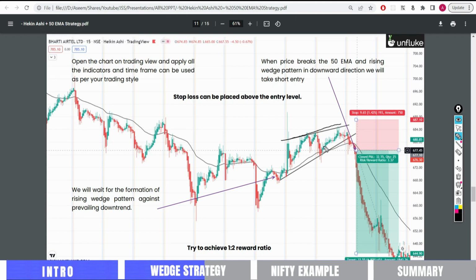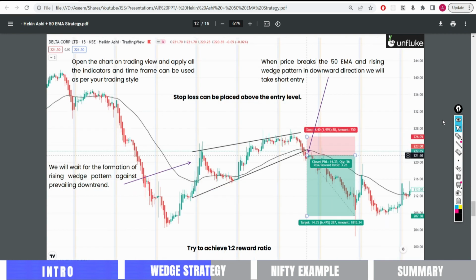So again, we can see the wedge, a very clear wedge happening and a breakout happening somewhere here. And I'm getting a double confirmation because of the wedge as well as the moving average breakout. I'll take a sell trade with this high as the stop loss, and again you can see I've got a 1:3 kind of a risk to reward. Let's probably take a few more examples and then I will show you one buying example on Nifty also.